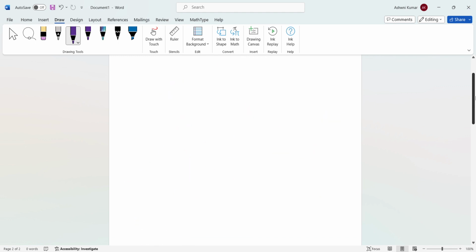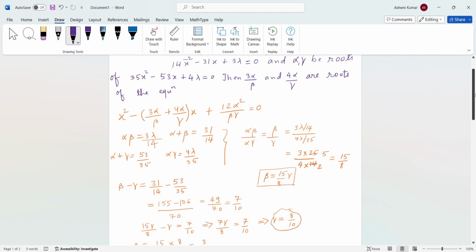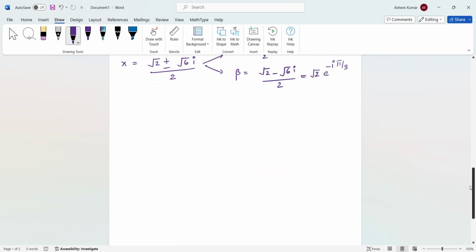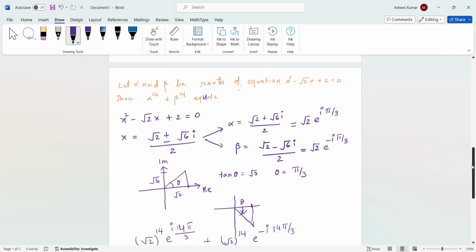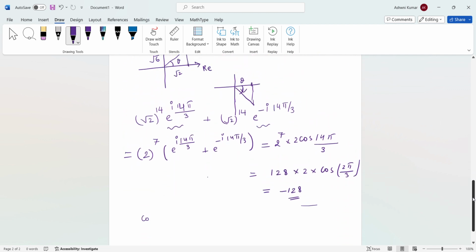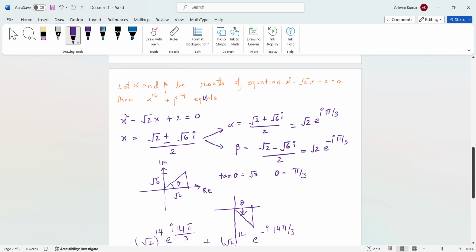Such questions have been repeatedly asked in JEE Mains, and this question was from the April 2023 paper. This type of question is not at all difficult, but it is a bit calculative. So you must be attentive while solving these particular questions.